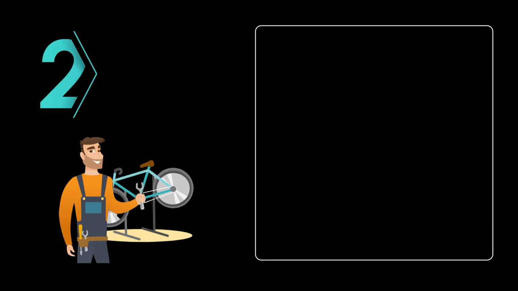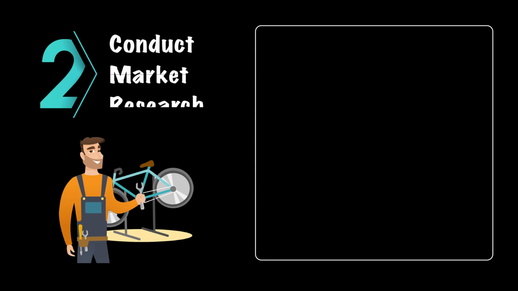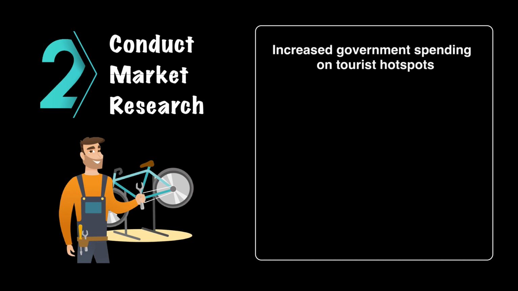So the second stage, which is about conducting market research, when Mr. Mike goes ahead and finds out what's happening out there, there are a few things that he found out were actually working in his favor. First of those was that the government of that country has decided to spend on tourist hotspots. So maybe more attractions for the visitors, business or leisure, and that's something that he could target.